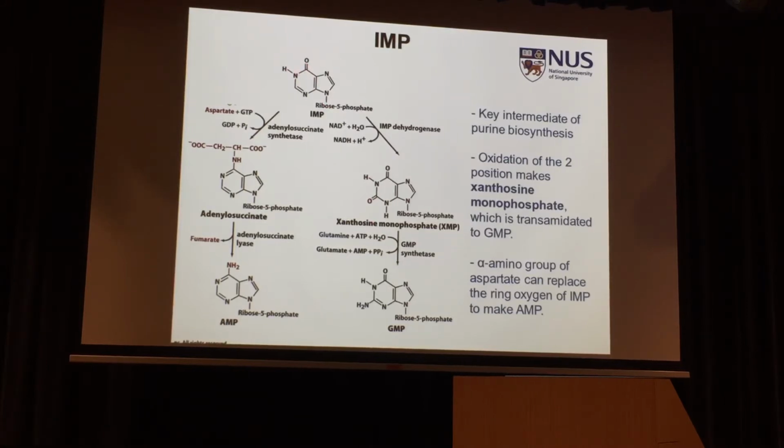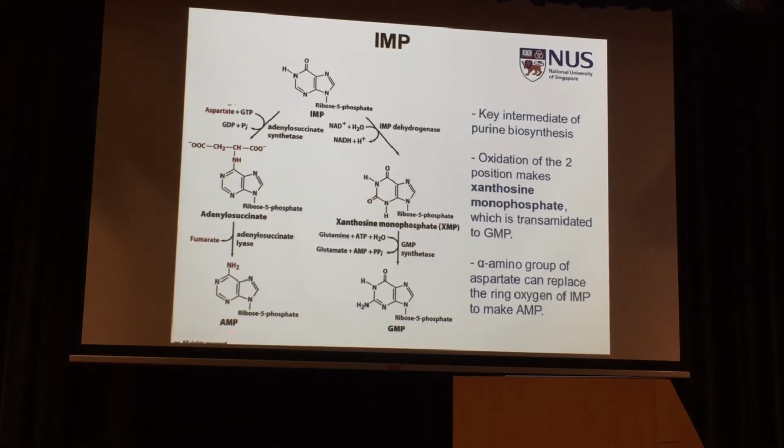Again, we look at the structure, not the middle part, but the difference in structure. Inosine monophosphate has C double O here, and adenosine has NH2 over here, CO replaced by NH2, added directly. And guanosine also has an NH2 group. As I mentioned, there are two ways of adding a nitrogen group: transamination from aspartate, or glutamine.